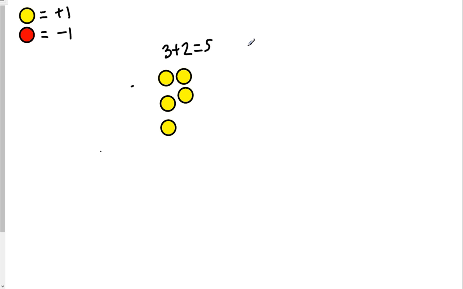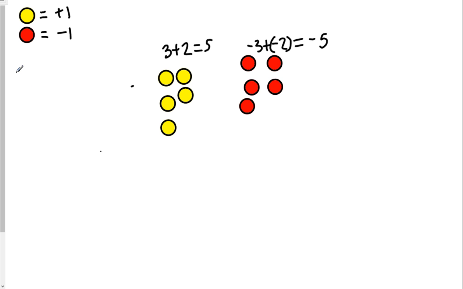Now, if I was adding negative 3 plus negative 2, first of all, I like putting negatives in parentheses if they're second. But in this case, I would have 3 reds and 2 more reds. So if I have 3 reds and 2 more reds, I have 5 reds. So that would be negative 3 plus negative 2 equals negative 5. Pretty simple.